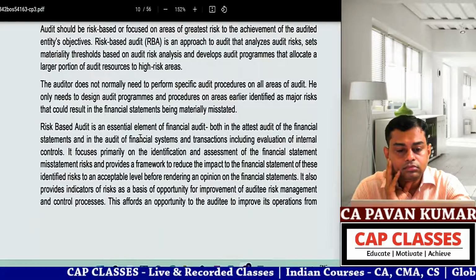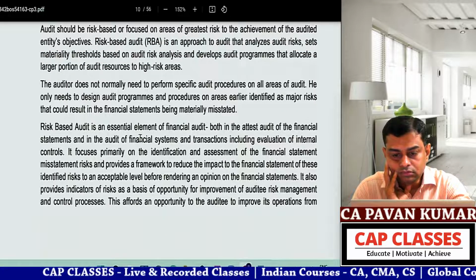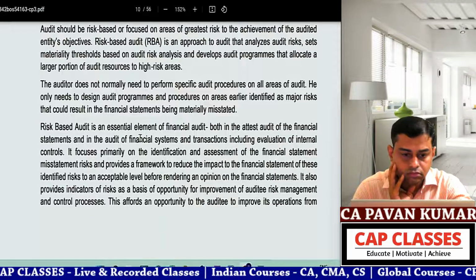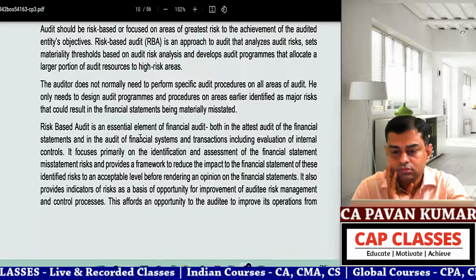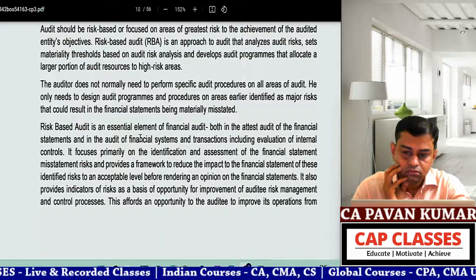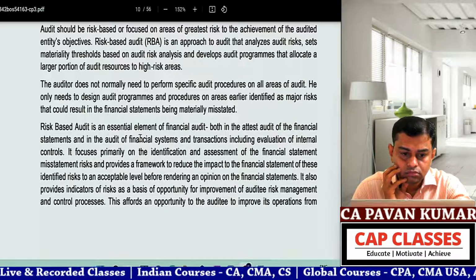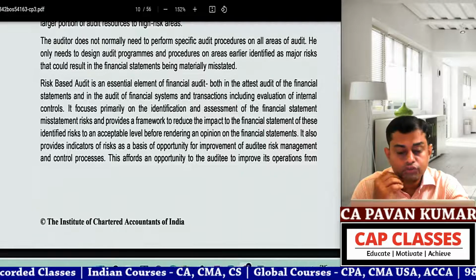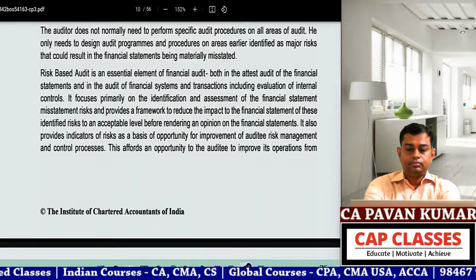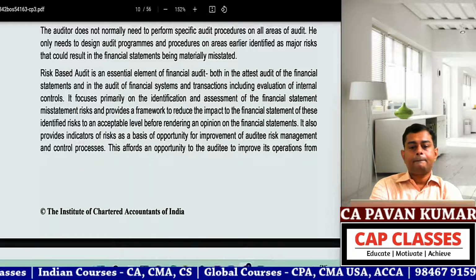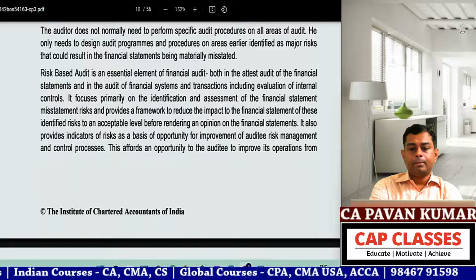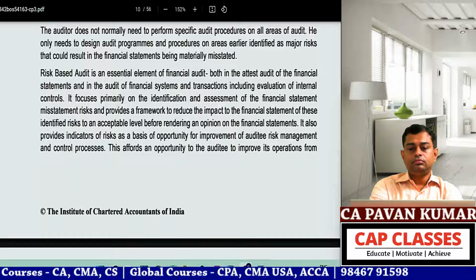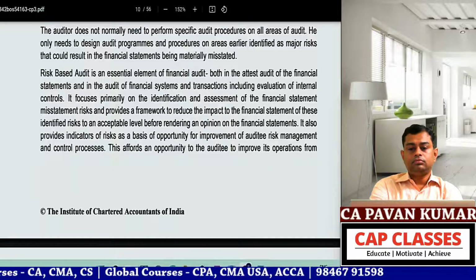The auditor does not normally need to perform specific audit procedures on all areas of audit. He only needs to design audit programs and procedures on areas earlier identified as major risks that could result in the financial statements being materially misstated. Risk-based audit is an essential element of financial audit, both in the attest audit of the financial statements and in the audit of financial systems and transactions, including evaluation of internal controls.